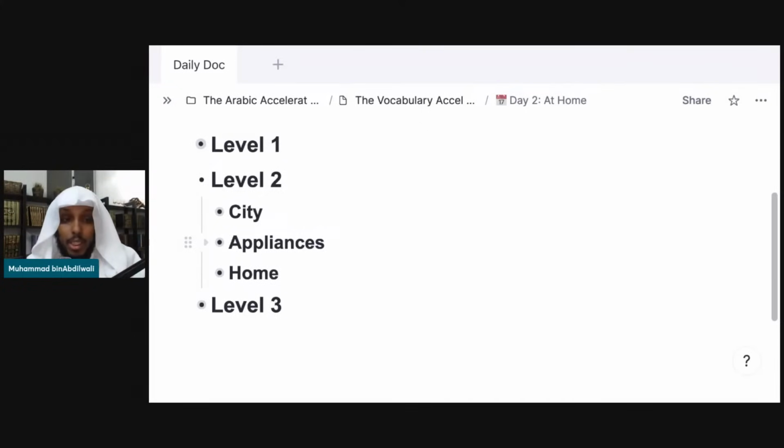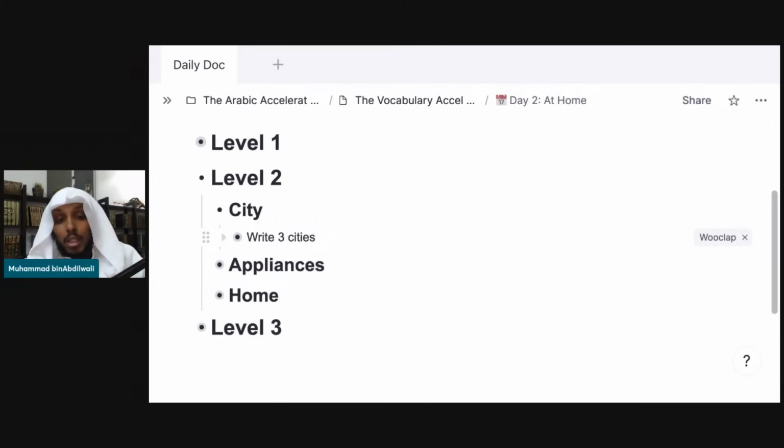So when it comes to city, of course, these words are curriculum words. Remember that. Level 2 is all about curriculum words. These words are there in العربية بين يديك from unit 1 to unit 16. All I did is I took all these words and put them into categories, and we covered one theme every single day. So the first thing I want you to do is write me 3 cities in Arabic.